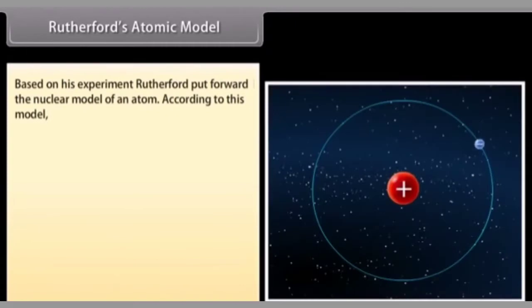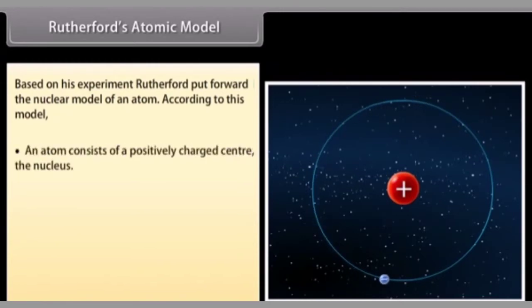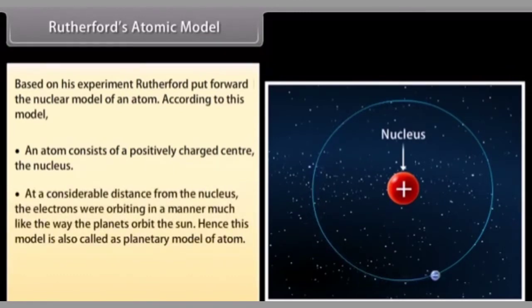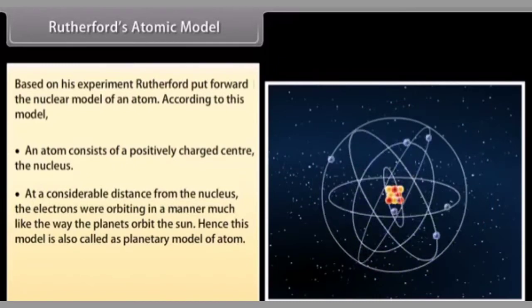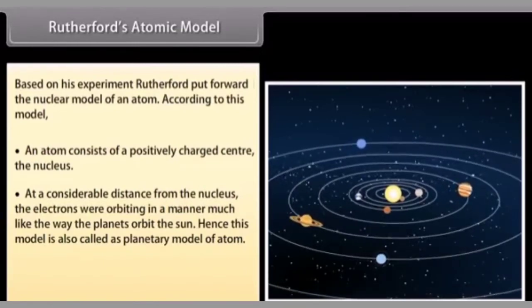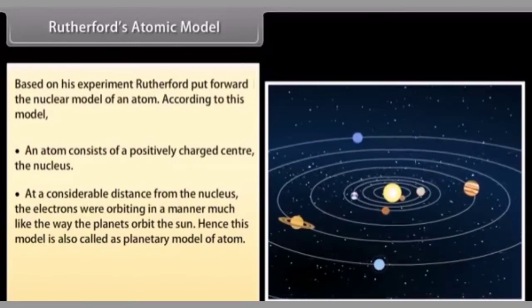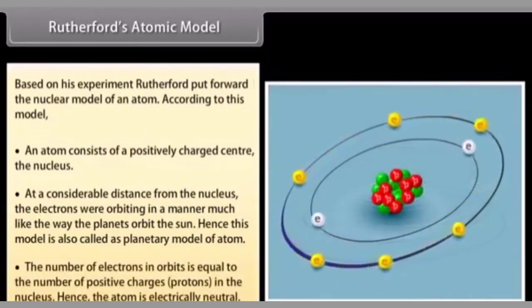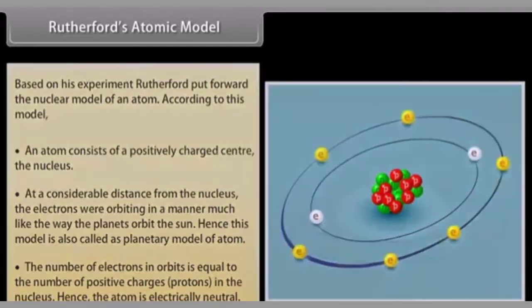Now, let us learn about Rutherford's atomic model. Based on his experiment, Rutherford put forward the nuclear model of an atom. According to this model, an atom consists of a positively charged center, the nucleus. At a considerable distance from the nucleus, the electrons were orbiting in a manner much like the way the planets orbit the sun. Hence, this model is also called the planetary model of an atom. The number of electrons in orbits is equal to the number of positively charged protons in the nucleus. Hence, the atom is electrically neutral.